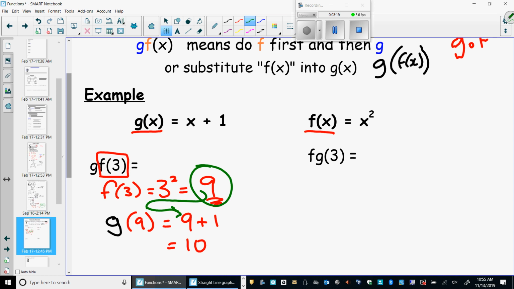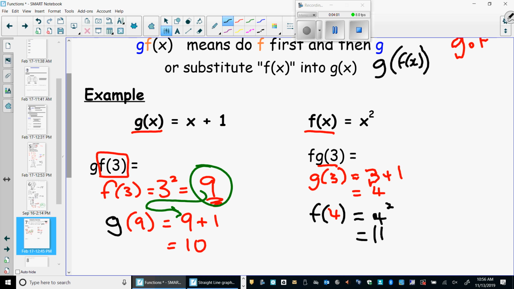Now, this is to show you that the order makes a difference. So this one is FG of 3. Okay? So the order is important. First of all, we need to find G of 3 for this one. So G of 3 means we're substituting the value of 3 into G this time. So we've got 3 plus 1, which is 4. Then what are we going to do? F of 4. So we're sticking 4 into there. So we've got F of 4, which is 4 squared, which is 16.